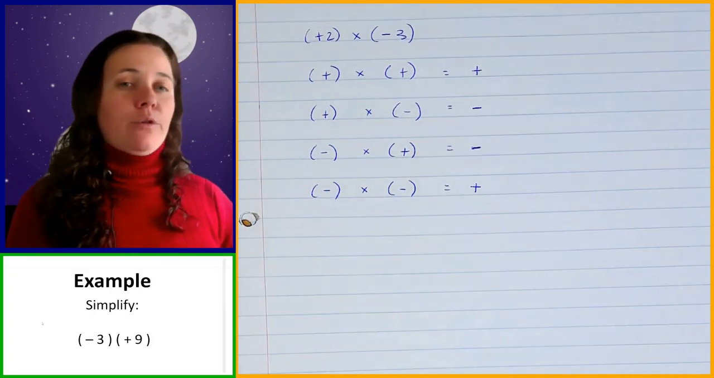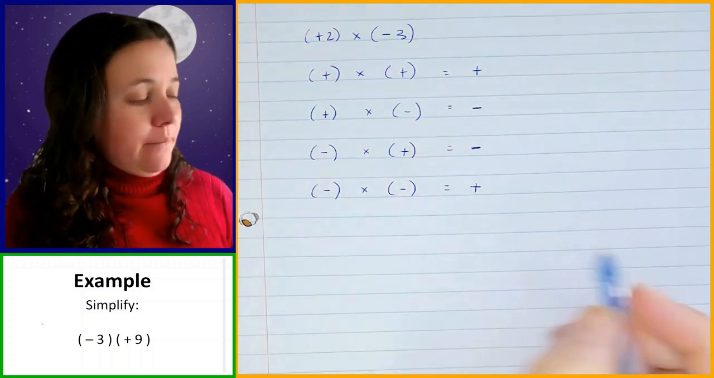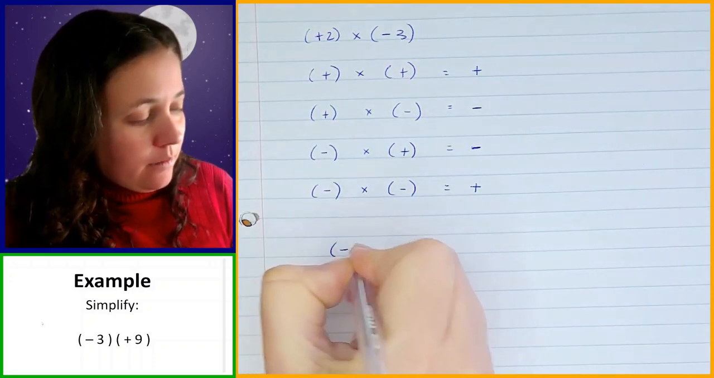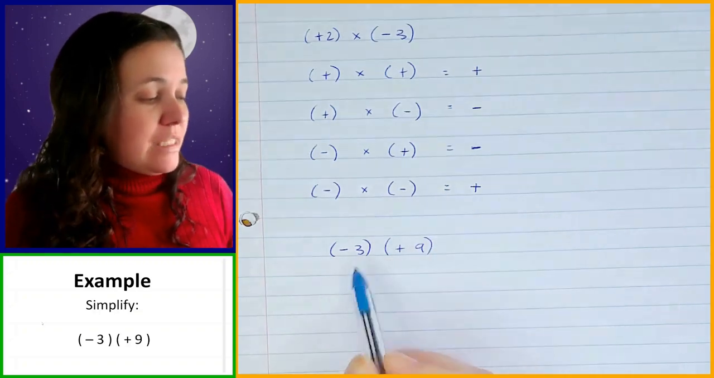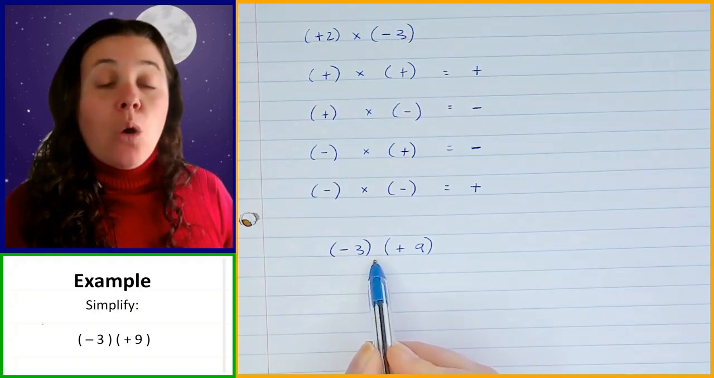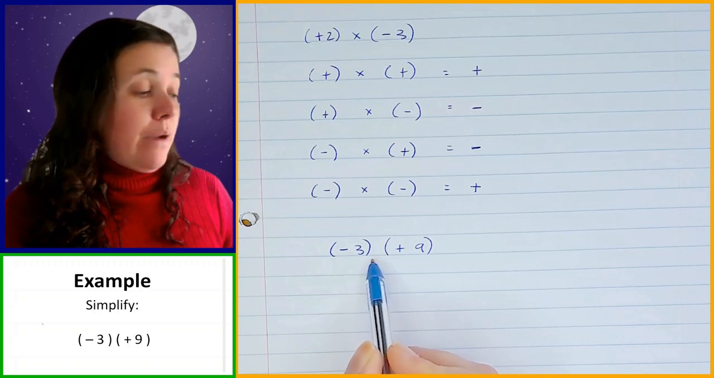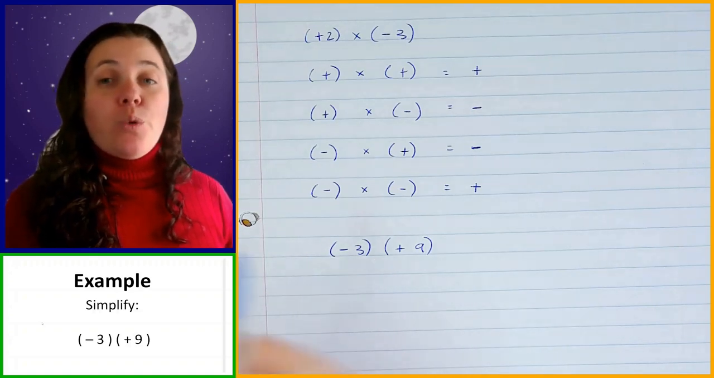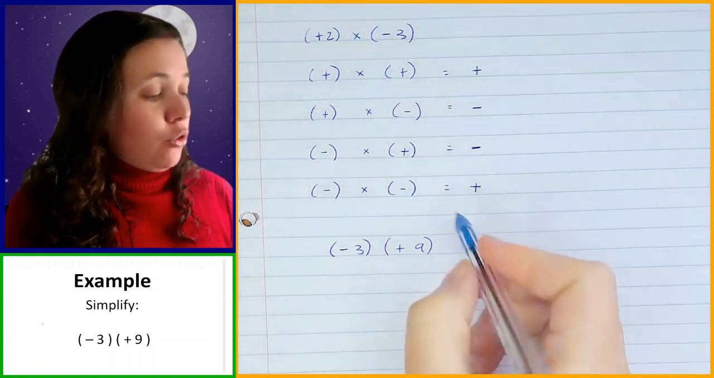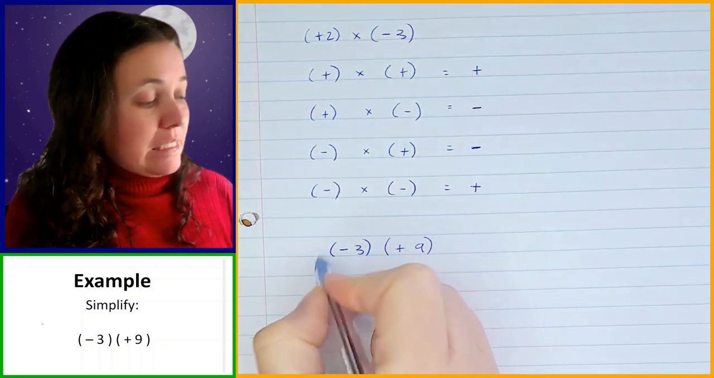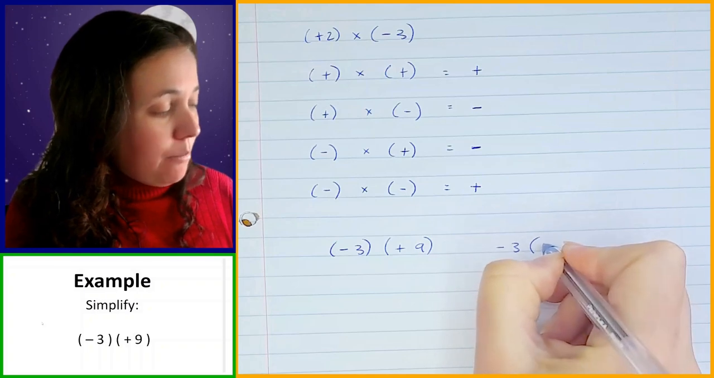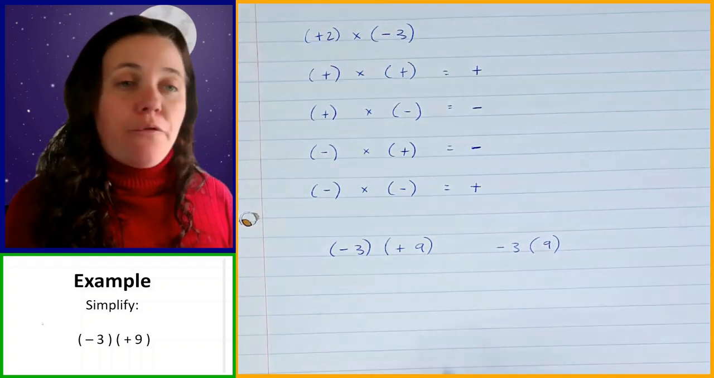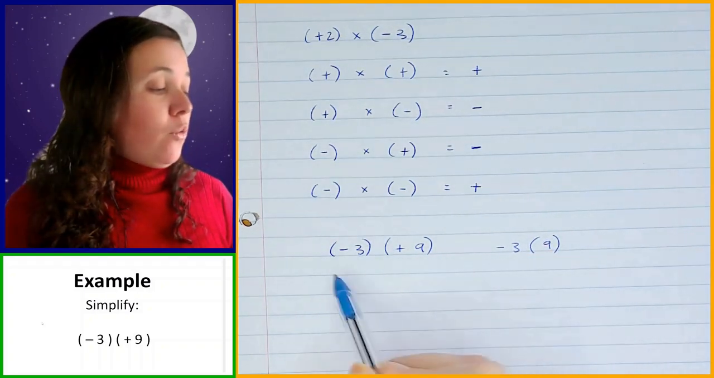So in this example, we have got negative 3 times positive 9. Now you see that there's no sign in between. When there's nothing in between brackets or nothing between a number and a bracket. So I could also have written this without the brackets in front of the negative 3 as well. So I could have written this as negative 3 and then positive 9 like that. I could have written it without the plus. So there are a few different ways of writing this.